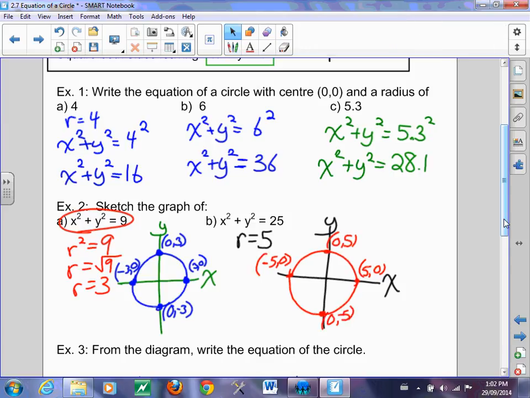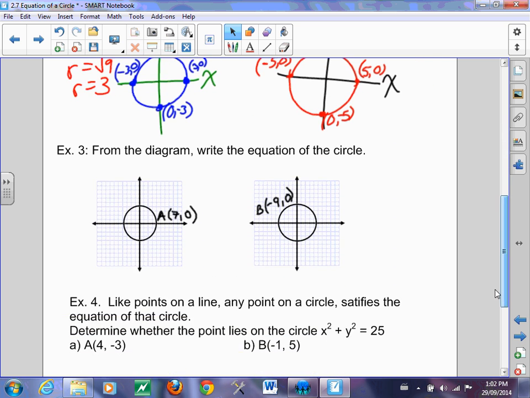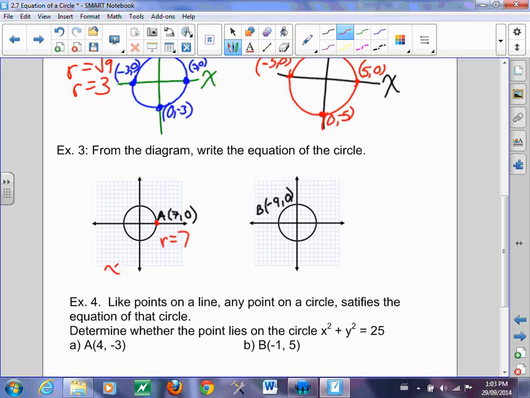All right, let's work backwards now. Let's give you the graph, and then you have to give me the equation. So do the opposite of this one. Don't worry, you can handle this. Okay, so for number 3, from the diagram, write the equation. So based on this, ladies and gentlemen, this is point A, which is 7, 0. So that tells me the radius has to equal 7. So you plug it in the equation, x squared plus y squared equals 7 squared. Don't forget to simplify that. X squared plus y squared equals 49.